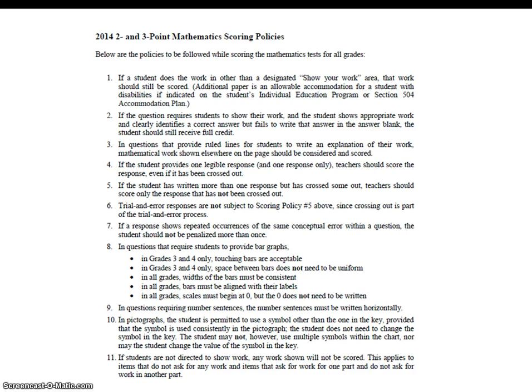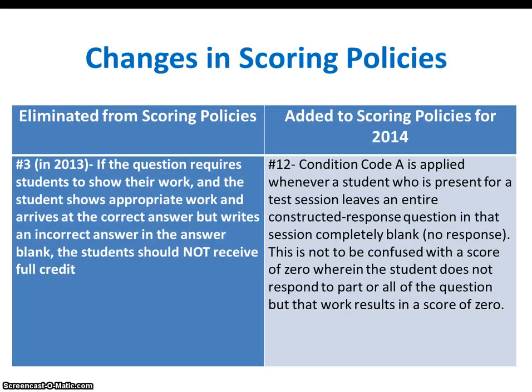The 2014 2- and 3-point mathematics scoring policy. And here's the change that we found is they have eliminated from the scoring policies: if the question requires students to show their work and the student shows appropriate work and arrives at the correct answer but writes an incorrect answer in the blank, the student should not receive full credit. That was in 2013. So that's been eliminated.